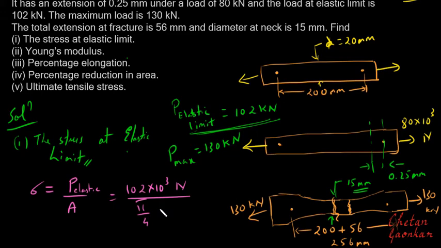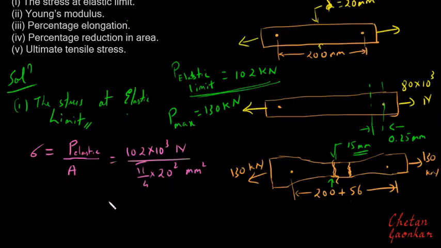But how much is d? D is 20, so it will be 20 square, and this will be in mm square, right? So further I can write this as 102 multiplied by 10 to the power 3 divided by this area, which will be 314.16. Let us write this original area and keep it, because we will require it frequently later on to solve all this. So this will be 314.16 mm square.